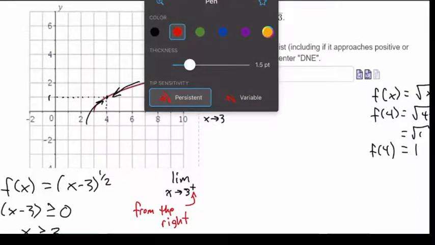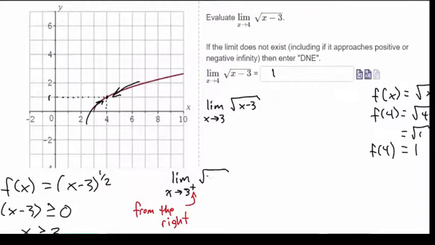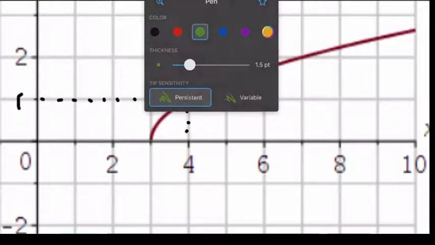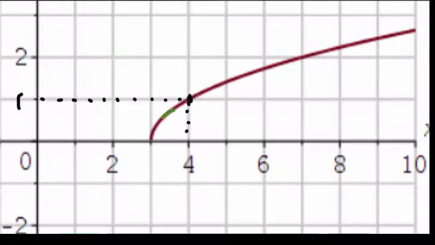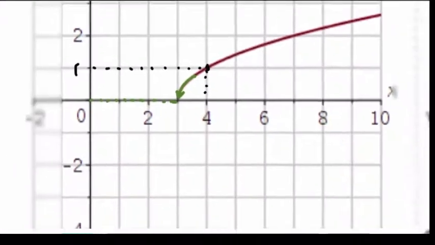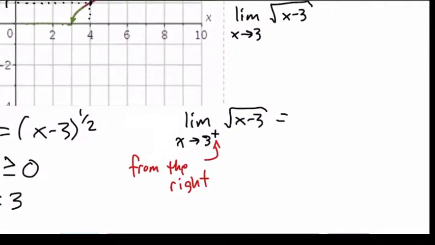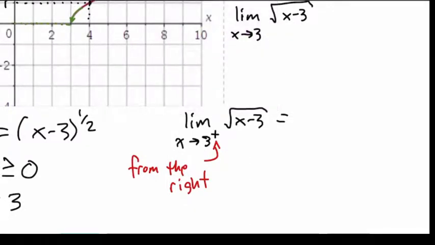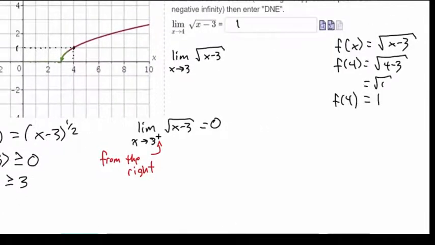And let's finish our question here of root x minus 3 is equal to, so let's zoom in. We're going to approach 3 from the right. So x is getting smaller and smaller and closer to 3, and my y value is approaching 0. So that's not too bad. Let's fill that in. So the limit of root x minus 3 as x approaches 3 from the right is 0. Let's see what happens when we approach from the left.